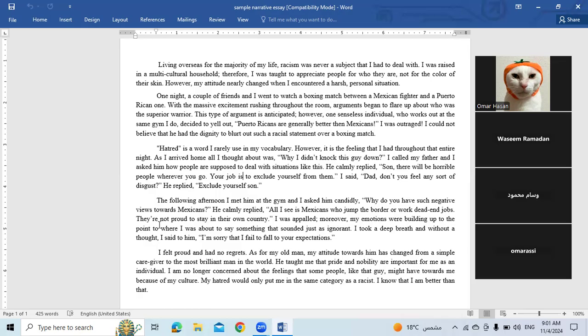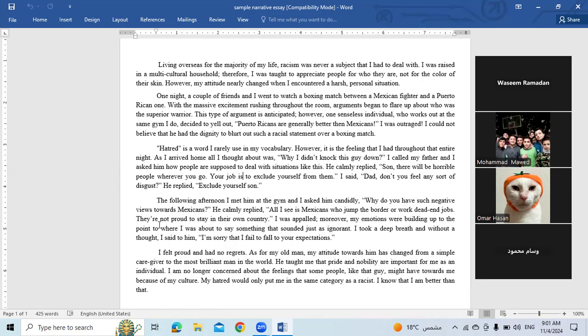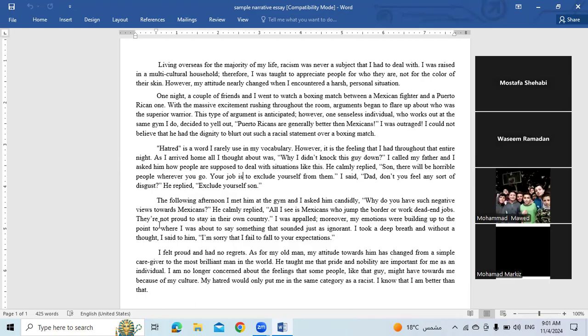Uh-huh. What did the father advise his son to do? Yes, teacher, he advised him to avoid those people. Excellent. Exclude himself, to avoid such people, to avoid the problem with people like this, to exclude himself from them. Okay, to exclude himself, to avoid.